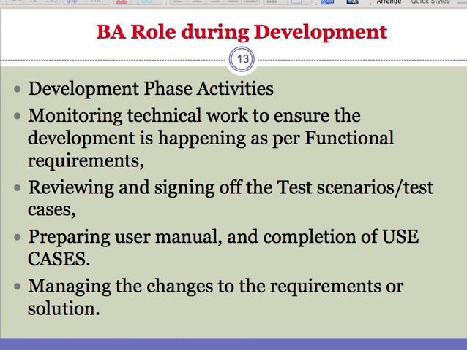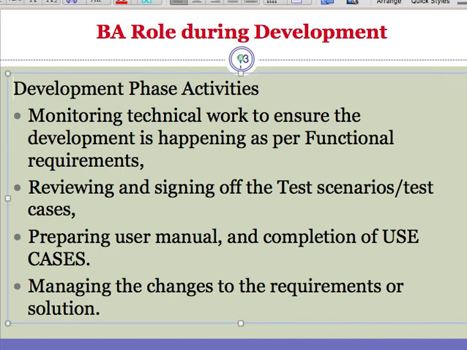What is the BA role here? Development phase activities will include monitoring the technical work to ensure the development is happening as per the functional requirements, reviewing and signing off the test scenarios and test cases, preparing the user manual and completing the use cases if required, and managing the changes to the requirements or the solution. Okay, so that's your role. And of course, along with that, you have status meetings, steering meetings, and a lot of other administrative work is involved.